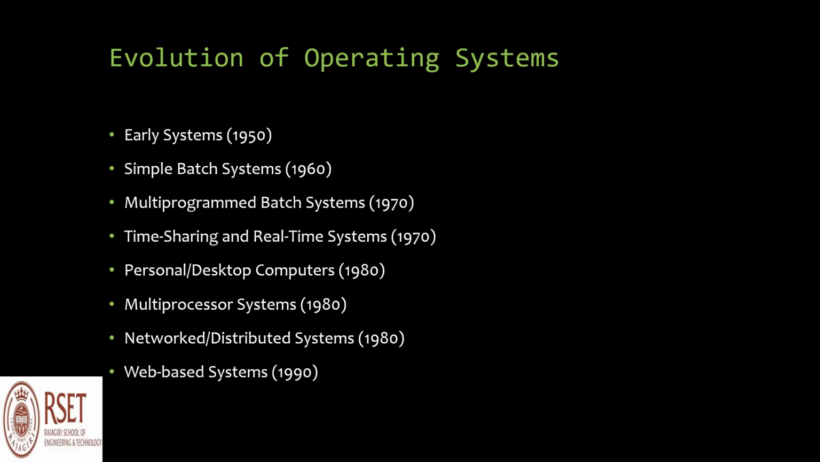Now let's start with the evolution of operating system. Before that, let me ask you a question. What do you mean by an operating system? An operating system is a software that acts as an interface between the user and the machine.